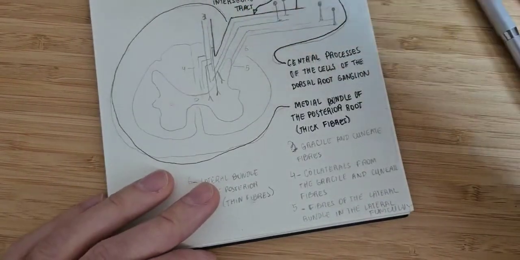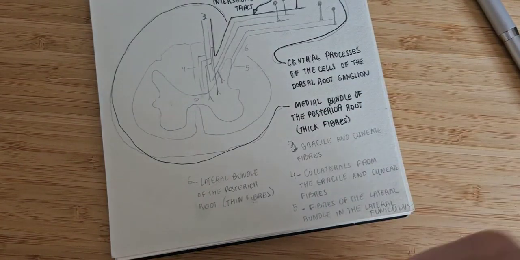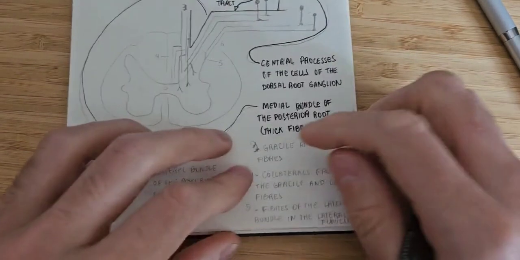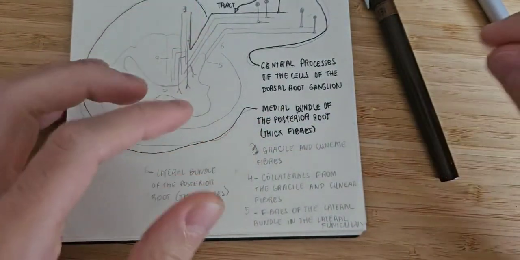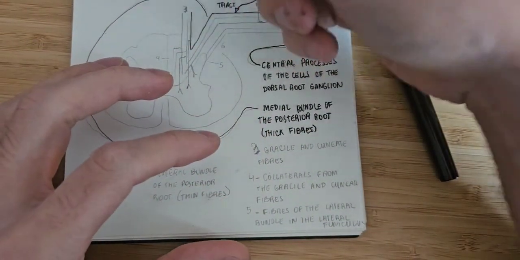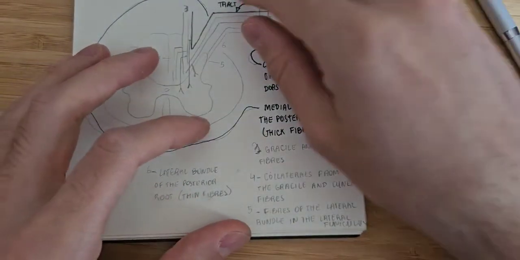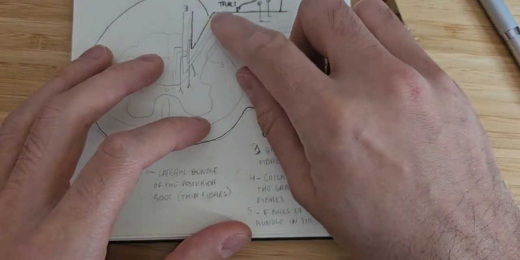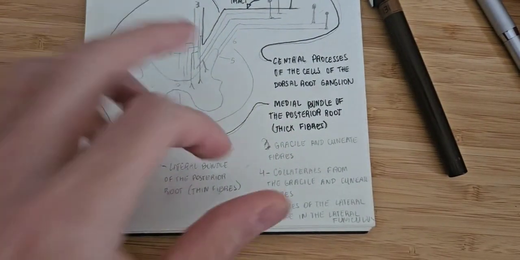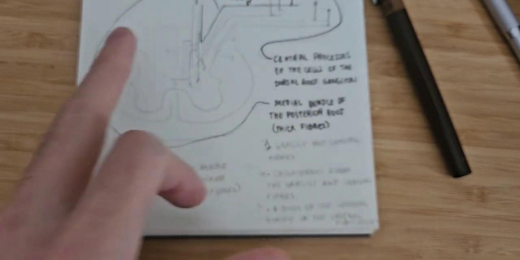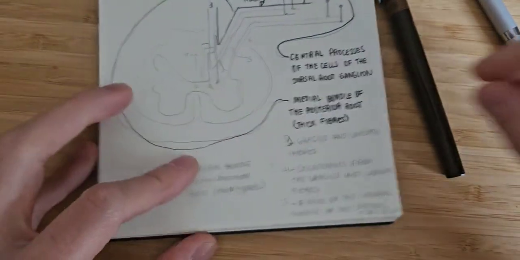Okay, this one is mainly composed of large diameter myelinated fibers that transmit proprioceptive and touch sensations quickly. And these fibers are part of the gracile fasciculus in the thoracic and the lumbar regions, and the cuneate fasciculus in the cervical region. So keep this in mind.